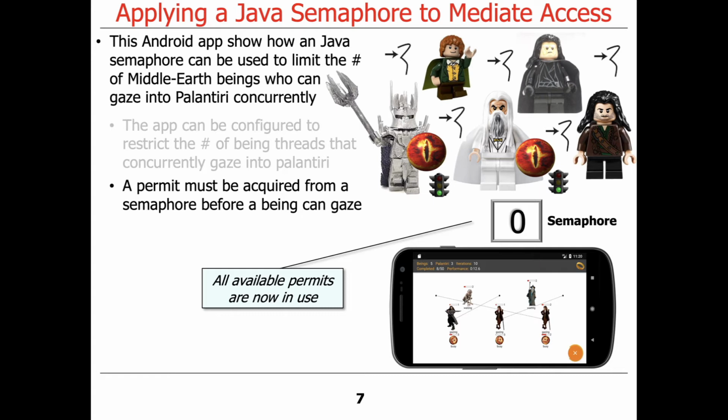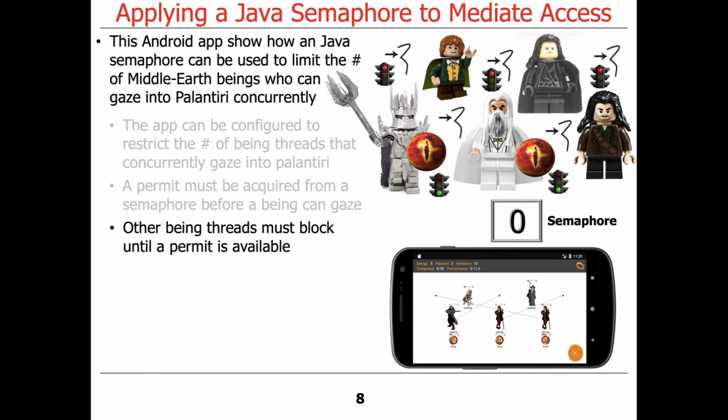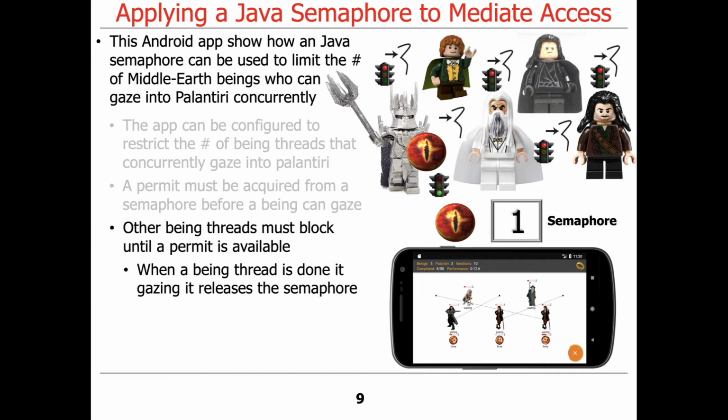At this point, let's say that Gandalf wants to talk to Sauron. Doesn't actually occur in the book, but I suppose it could in theory. So in that particular case, those 2 beings have got their Palantiri, they're gazing at them, the count is 0, and if anybody else comes along, like hobbits or elves or dwarves or men or whatnot, they're going to end up having to wait until Sauron and Gandalf finish their gazing. When a thread or a being is done gazing, it releases the semaphore and gives back the Palantir.